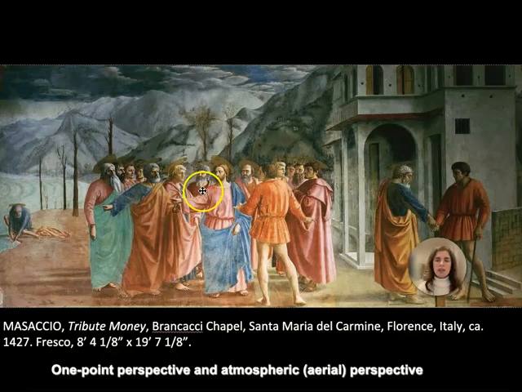In this particular case, this is the story of the tribute money, where a tax collector comes to Jesus and his followers and demands that the taxes be paid. Jesus's followers, especially Peter, are very upset, but Peter is commanded to go retrieve a coin from the mouth of a fish. So here you see Peter with his little spindly legs. And then Peter comes and presses the coin into the hand of the tax collector.